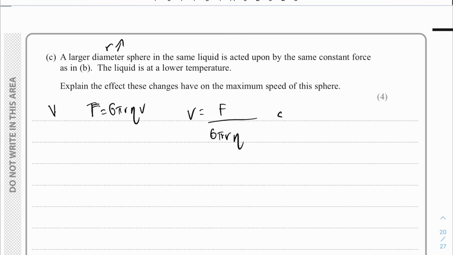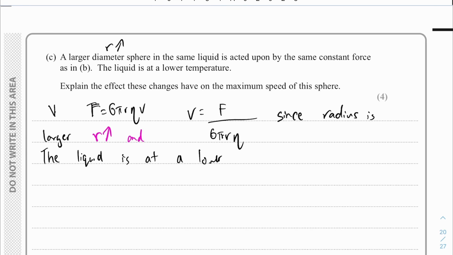So we can say since radius is larger, right? Radius up. All right, what can we say? Since radius is larger, and what else is happening? And the liquid is at a lower temperature, so what happens to the viscosity coefficient?